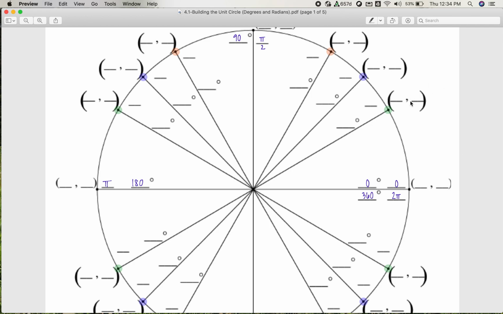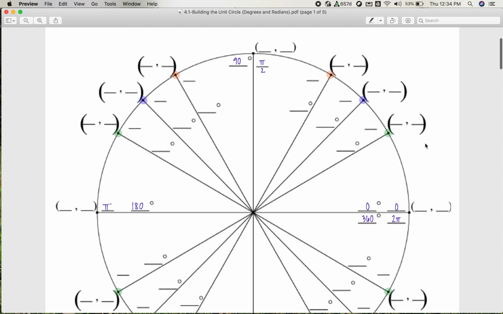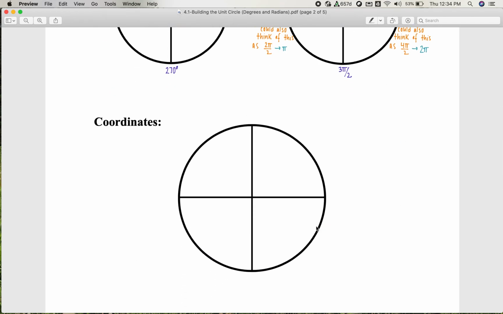You can save the coordinates for the next lesson. We'll look at those together next time. So just leave the coordinates blank, and that also means on these pages you can leave the coordinates blank for now. We're going to need to learn a little more and think about a little more to be able to get to those coordinate locations.